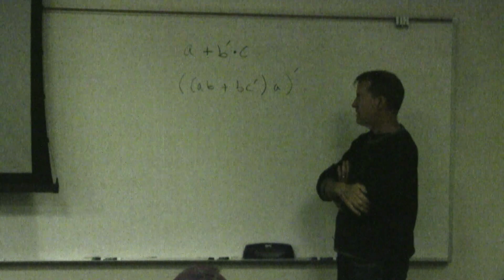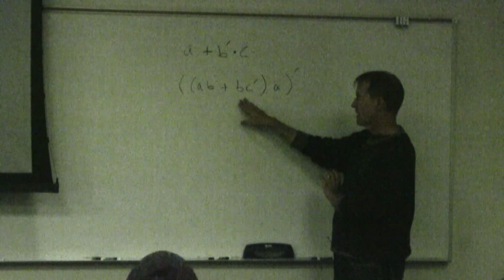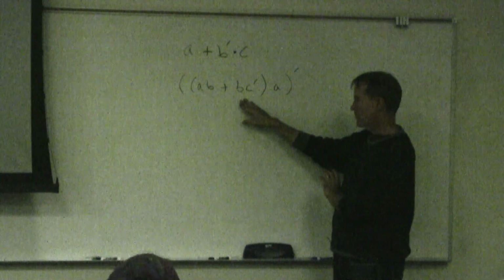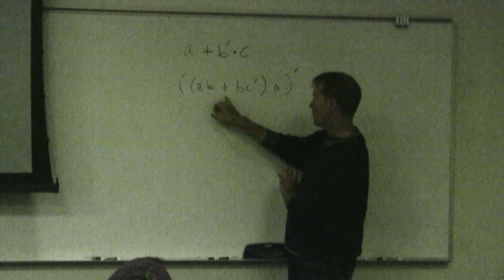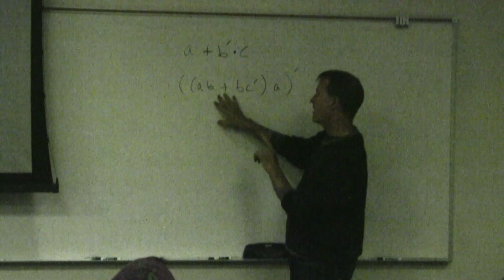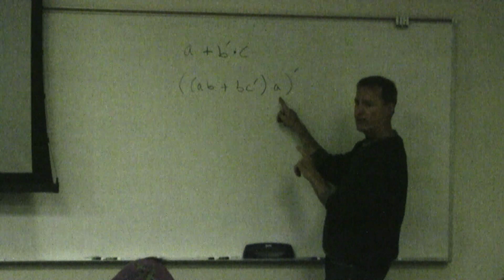Well, first you have to complement the C. Then you have to do what? AND it with the B. And then you have to do what? AND the A and the B. And then you have to do what? OR that. Now here's a tricky thing. But then you have to do what? You have to AND that with A.